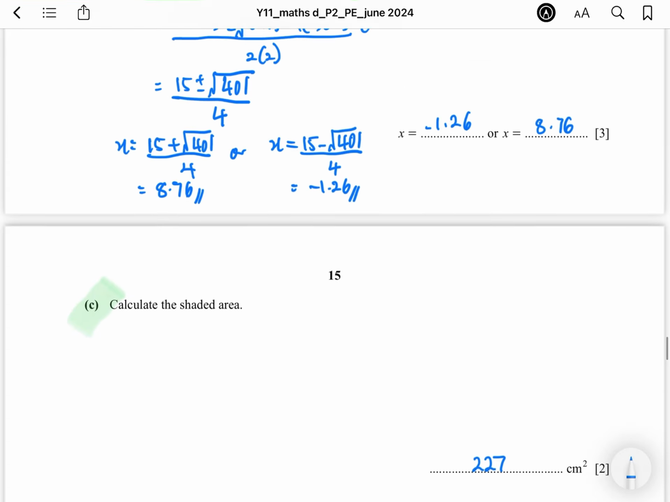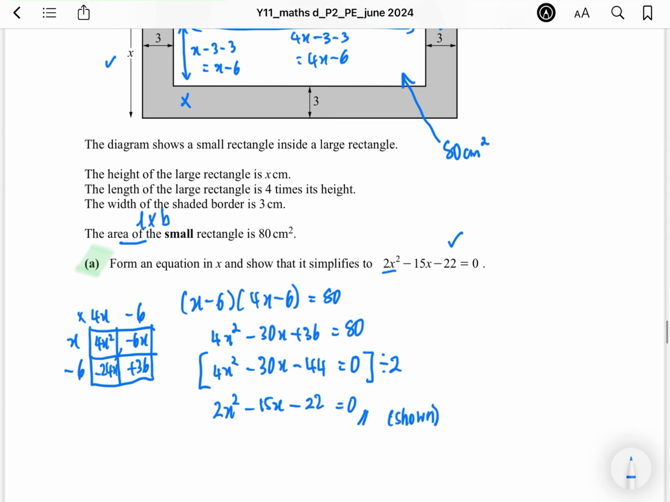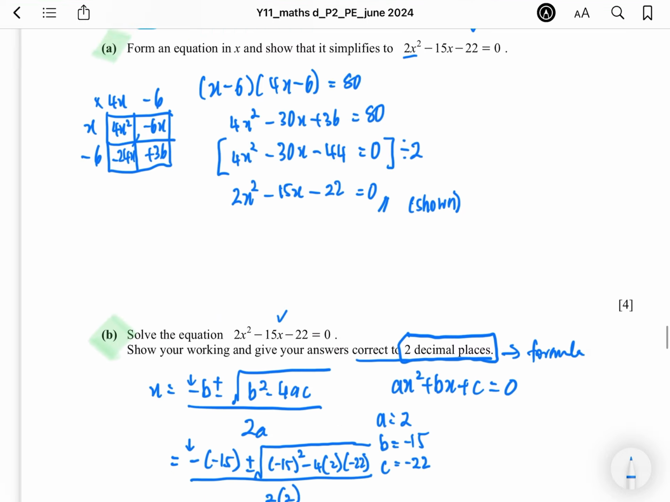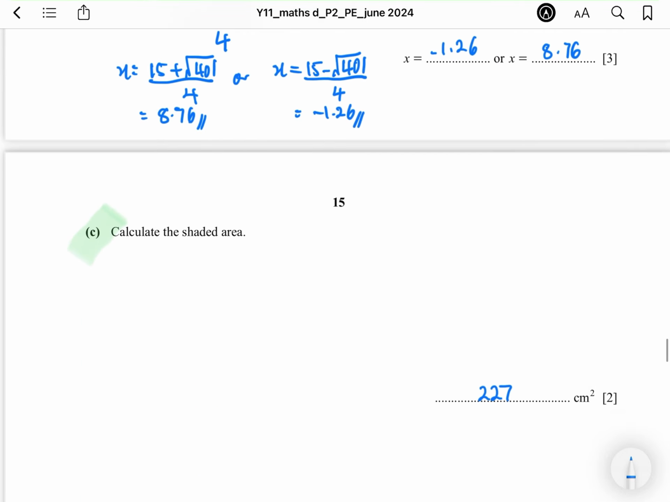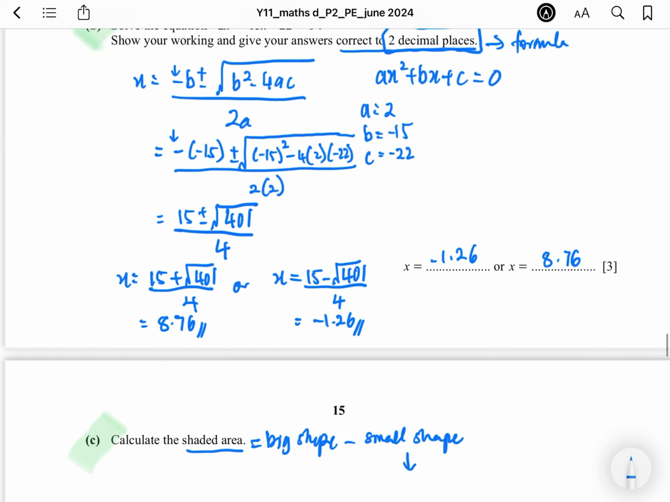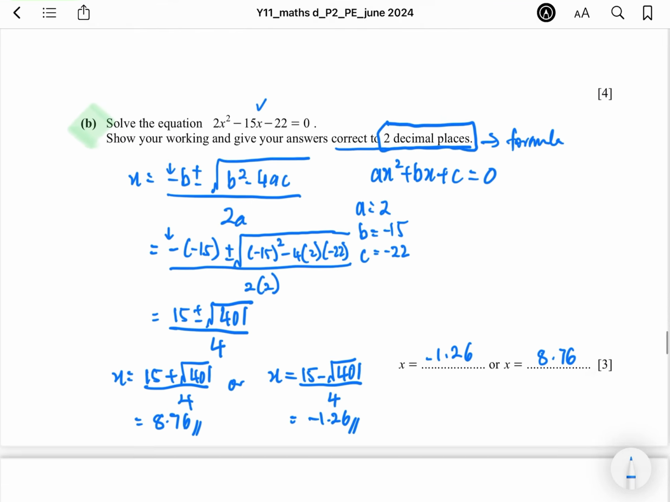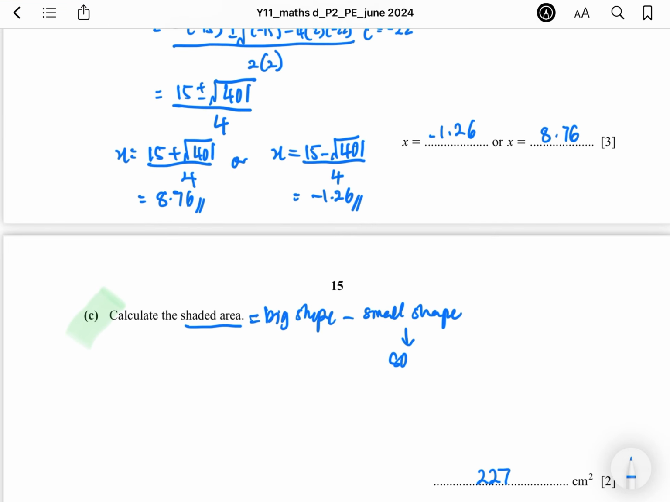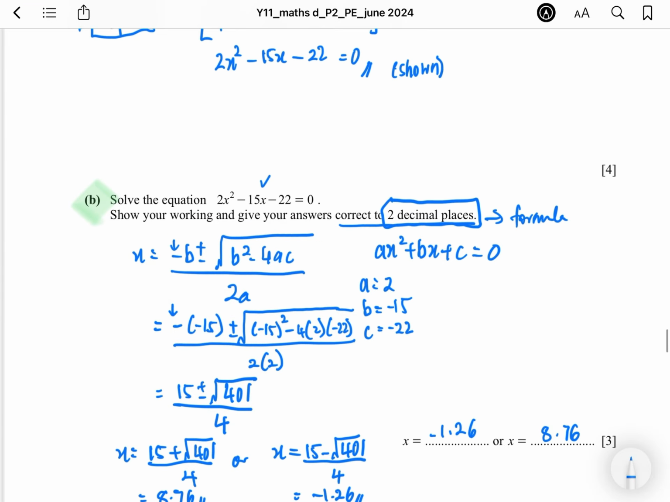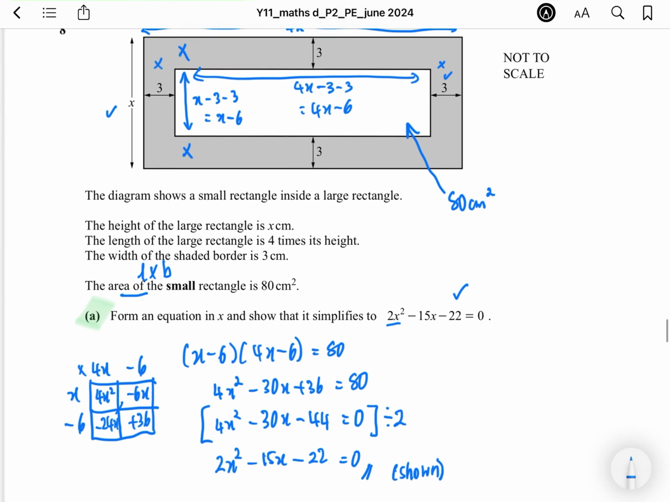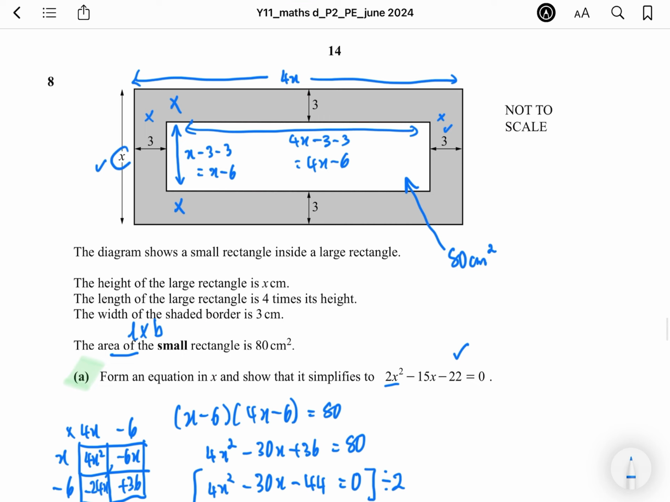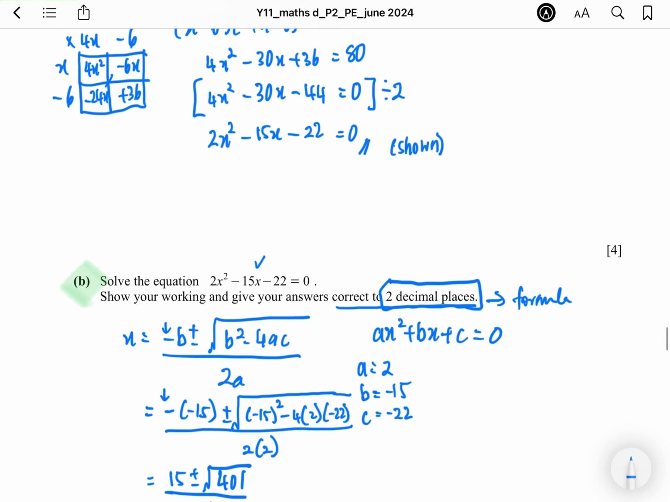Okay, and then calculate the shaded area. Where is the shaded area? Remember, every time the question asks for shaded area, whatever the bigger shape is, you subtract the smaller shape. So we know the smaller shape is given just now. The smaller shape is the smaller triangle, which is 80 centimeters square. The bigger shape, we haven't found it. The area is x times 4x.